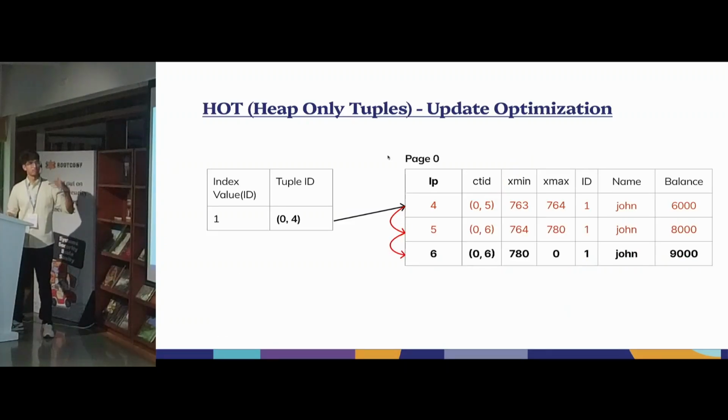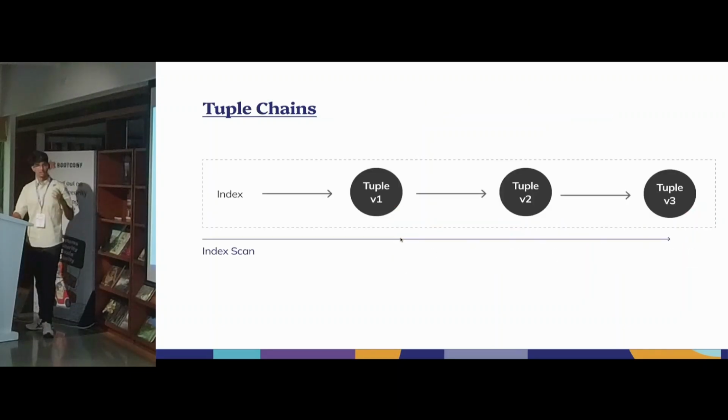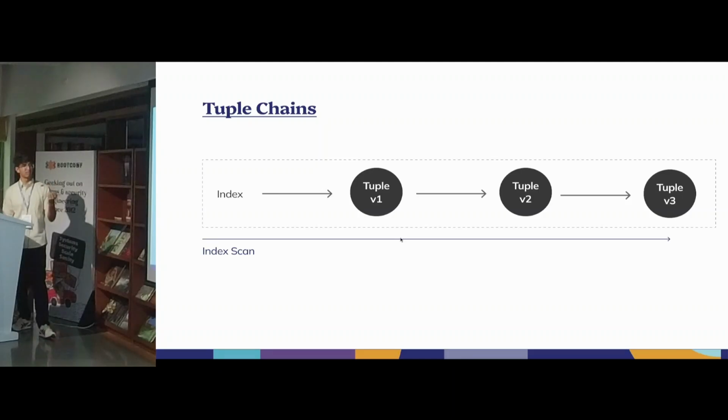Now, moving along with the chain, if you have another update for the same row, you would add another tuple due to MVCC, and then the older tuple's CTID value would change from 0, 5 to 0, 6. So the linked list will move on. So it starts from the index and then goes along. And now if you perform an index scan, this is how it would look. You would start with the index. The index would point to the oldest version of the tuple. The oldest version will point to a newer version and so on.